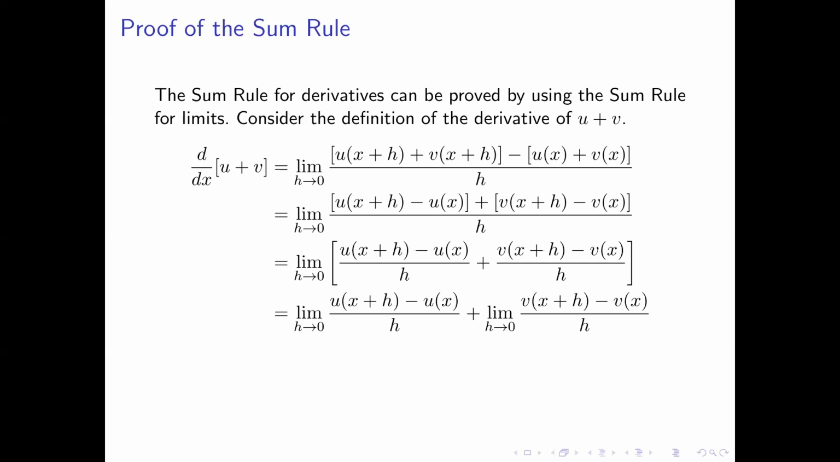And now notice the limit on the left is du dx, the derivative of u. That's just applying the definition of a derivative. And the second limit after the plus sign is dv dx, the derivative of v. That proves the sum rule. It shows that the derivative of u plus v is the derivative of u plus the derivative of v.